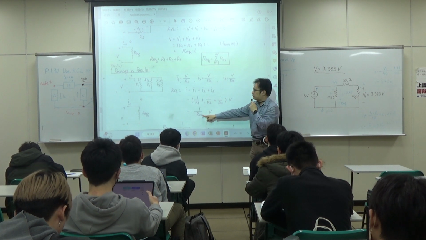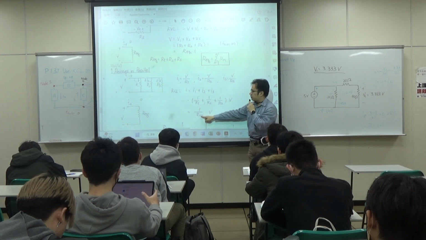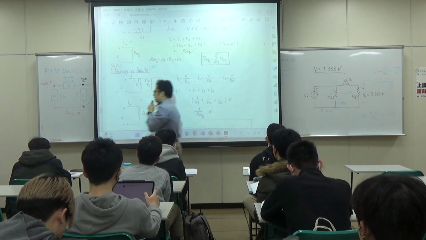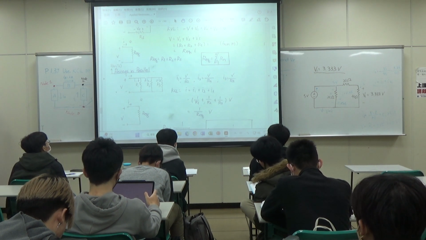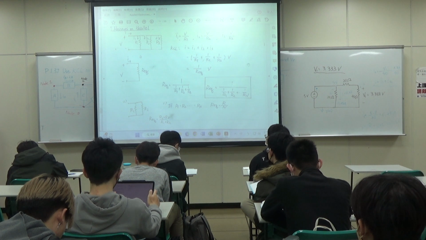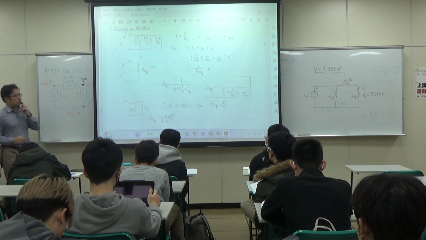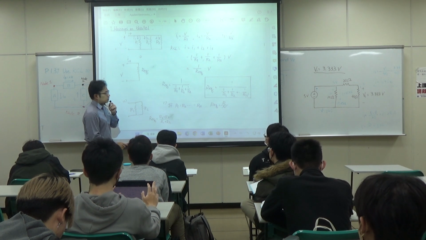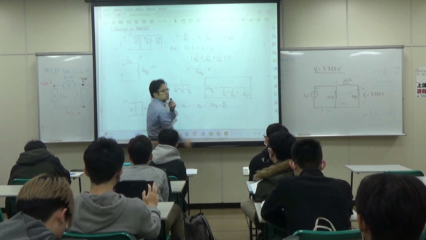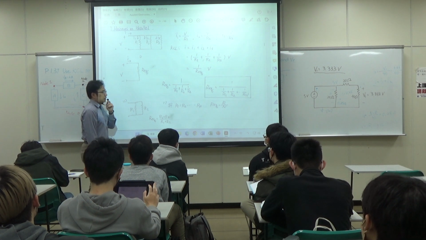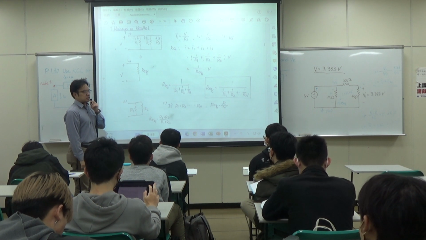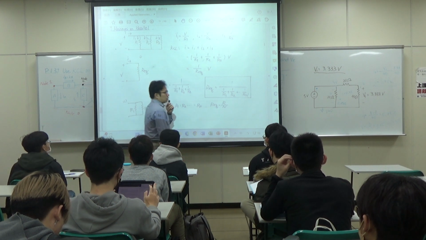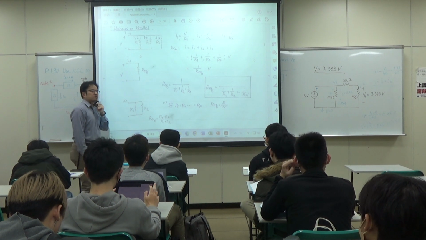So you have this formula, 1 over Req equals this. That's where this formula comes from. As long as R1, R2, and R3 are in parallel, you have this, and you can calculate the equivalent resistance. You must have learned this formula before, but you may not know where it comes from.